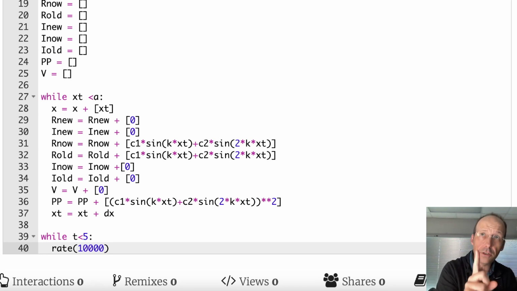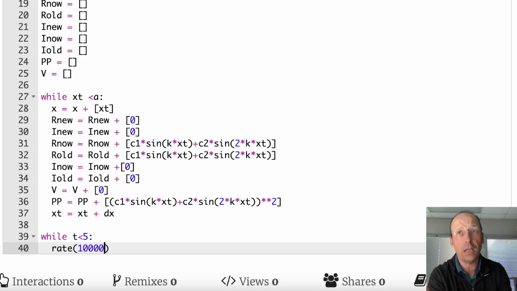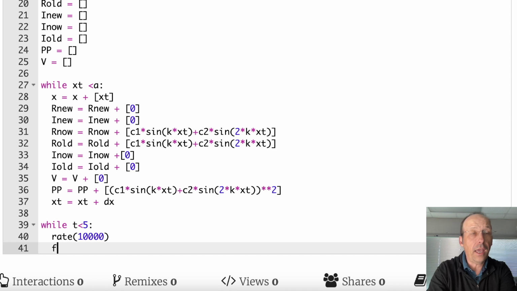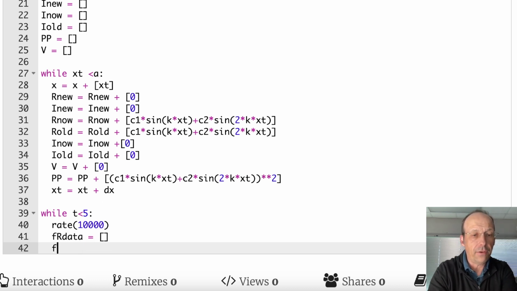But what I do need to do, if I want to make an animated graph, I need to set up blank lists for graphing. So that's the next thing I'm going to do. FR data equals an empty list. FI data equals an empty list.